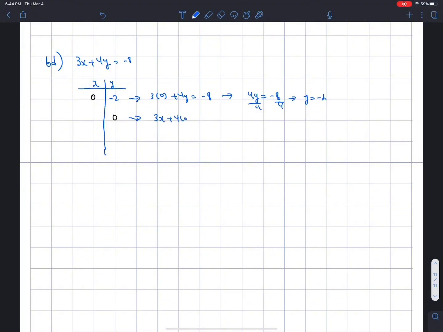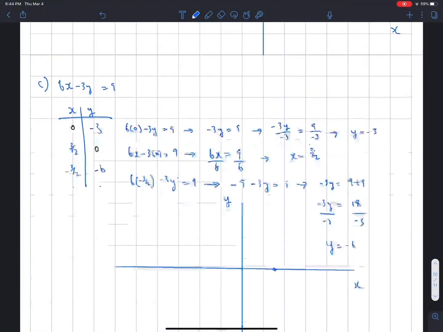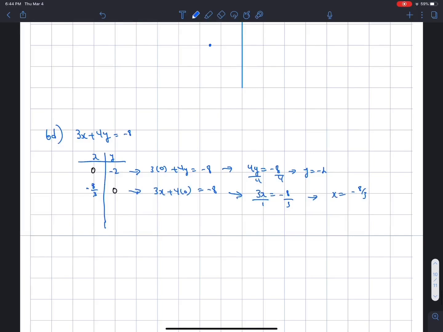3x plus 4 times 0 equals -8. And we have 3x equals -8. Dividing both sides by 3, we get x equals -8/3. So now we do have a problem here, because it's pretty ugly at this point. It's very hard to estimate. In C, it was still okay. It was just like 1.5 and -1.5. So perhaps this time I'll just pick something different, and hopefully that is going to give me something that is divisible by 4.